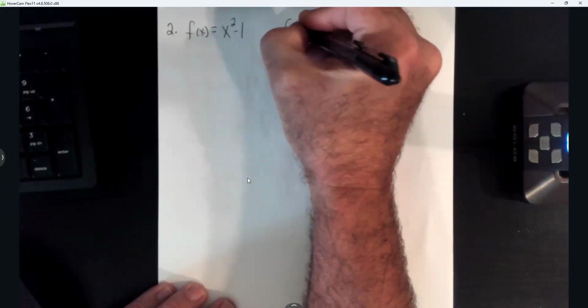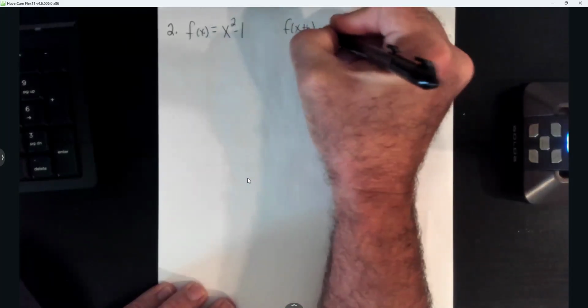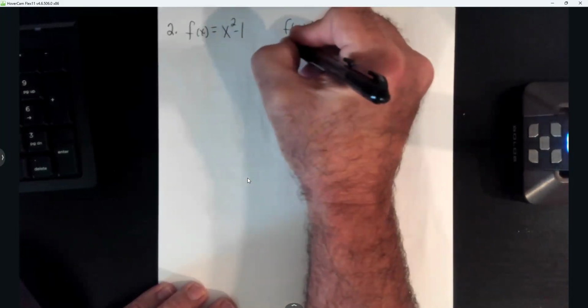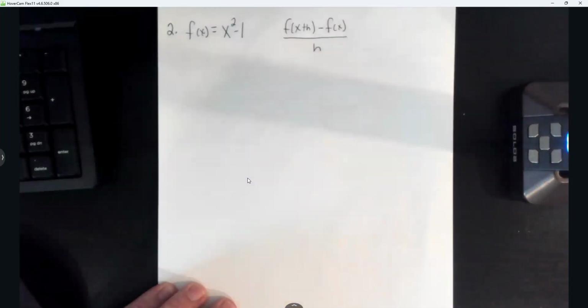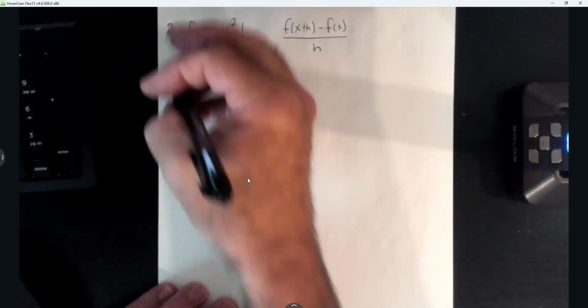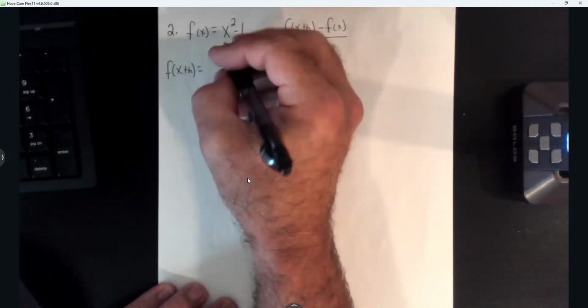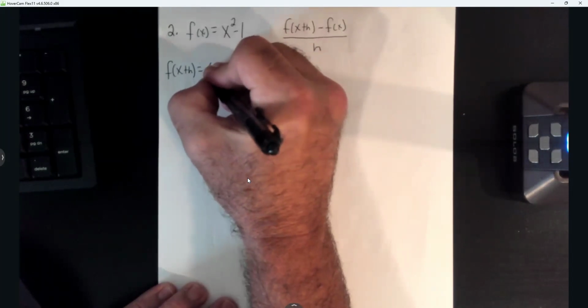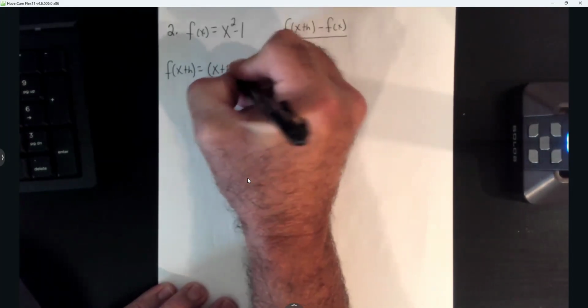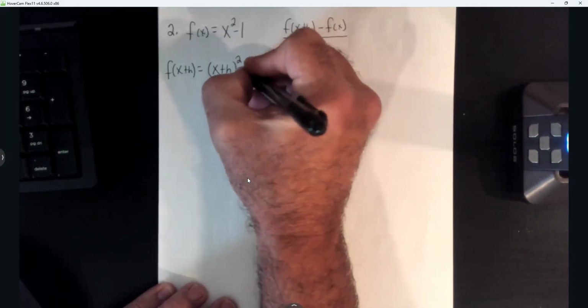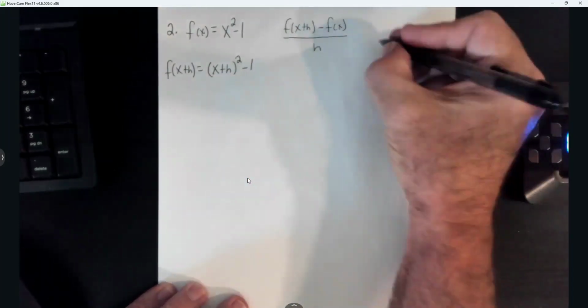So y'all, for the second one, they're giving me f of x equals x squared minus 1. So here's our formula. F of x plus h minus f of x all over h. All right, y'all, so let's find f of x plus h. That's going to equal x squared. Well, x squared is going to be x plus h squared. And then I got a minus 1.